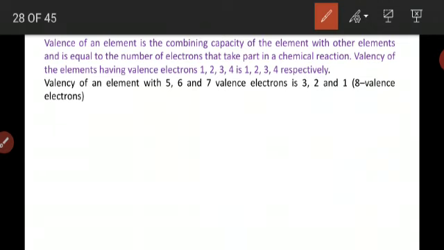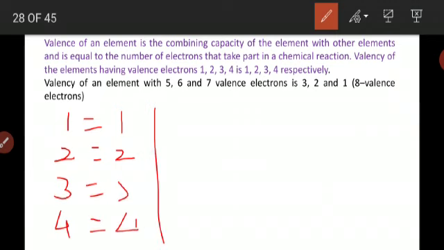Again, I will tell you. If the outermost shell has 1 electron, the valency is also 1. If it has 2 electrons, the valency is 2. 3 means 3, 4 means 4. Up to 1, 2, 3, 4 electrons present in the outermost shell, the valency is also 1, 2, 3, 4 respectively. It is the same.